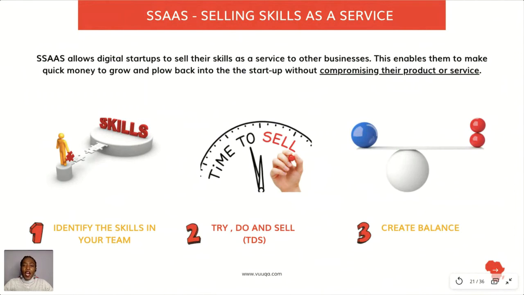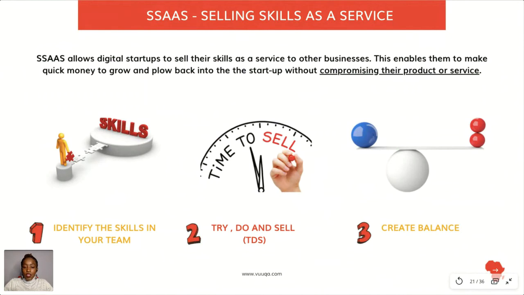So for you to do that, how do we do that? We've come up with 3 ways. So you have to start by identifying the skills within your team. Or if you work alone, you actually have to do a self-skill assessment to find out, what am I good at, right? What can people pay me for other than my core product or service?